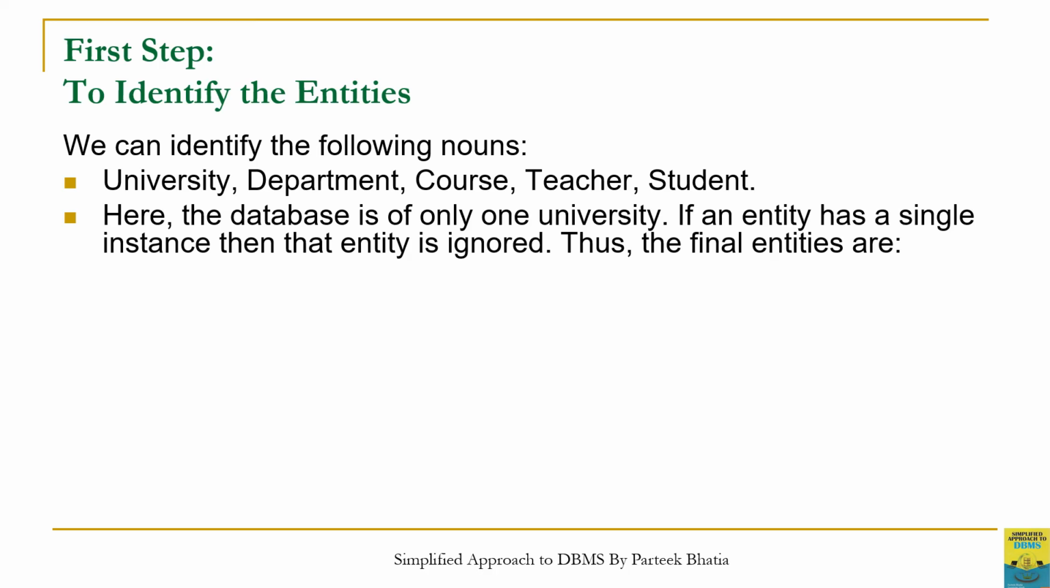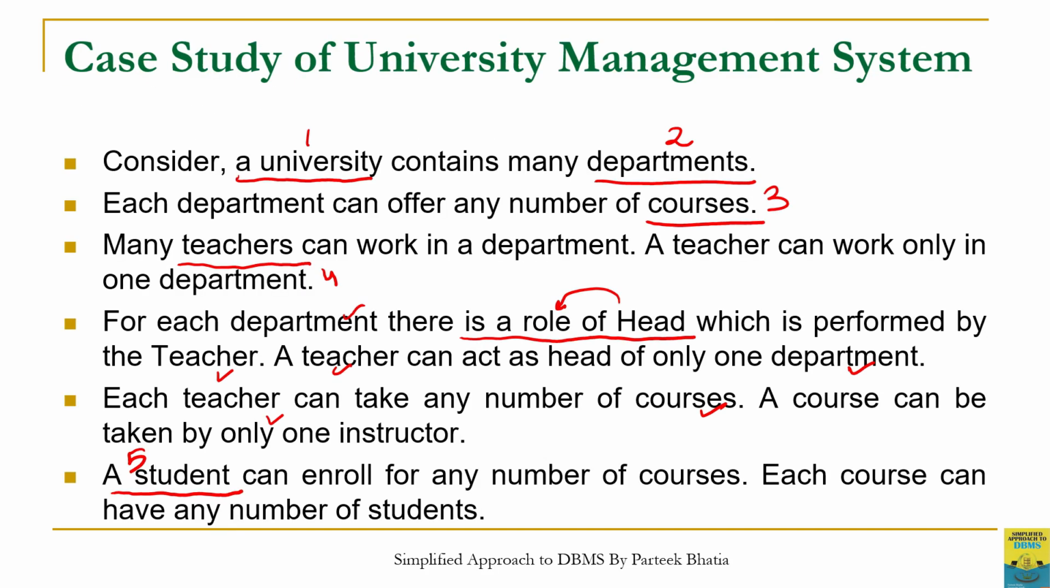So here we have one exception in this requirement. If you read those requirements again, you can see that university has only one instance. Consider a university contains many departments. Each department offers any number of courses. All other entity sets have multiple instances. But this university has only one instance, because here we are only considering a single university. So it cannot qualify as an entity set, because here we are only concerned with a set of entities, meaning it should be more than one. But in these requirements we are only talking about a single university.